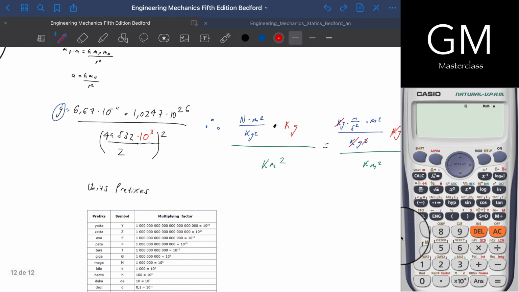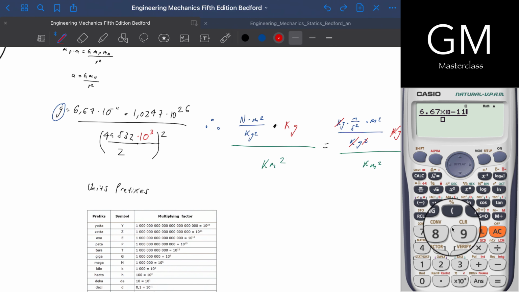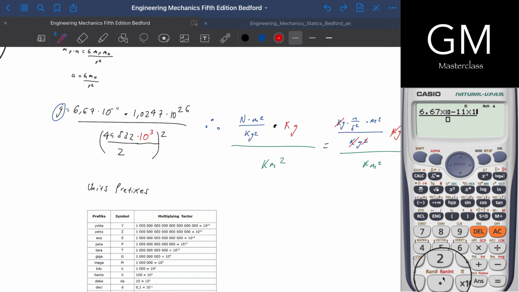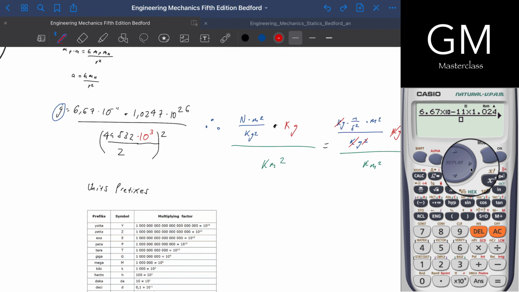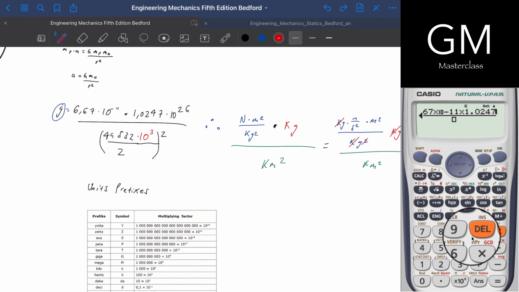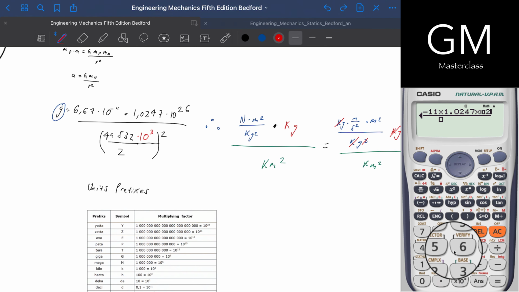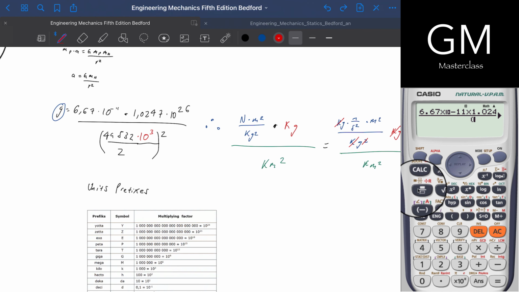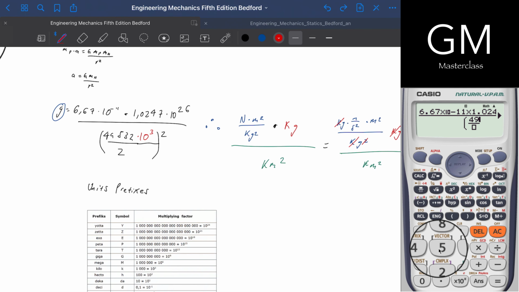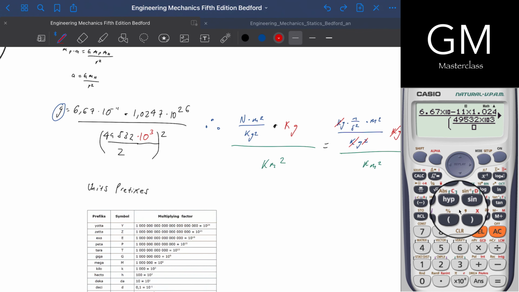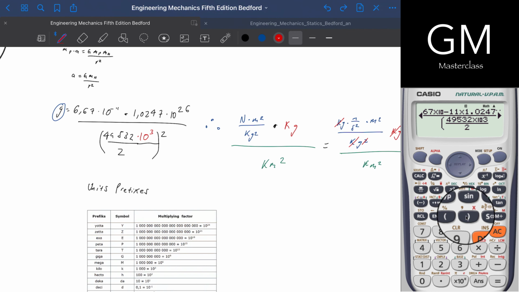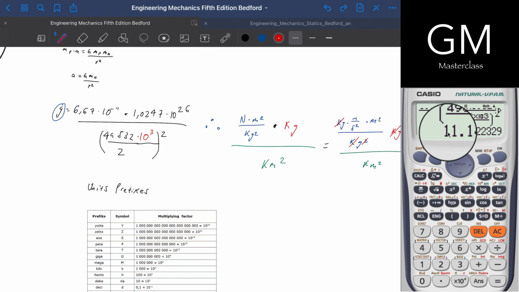Now if I put that on the calculator, I'll have something like this: 6.67 times 10 to the minus 11 times 1.0247, sorry, 1.0247 times 10 to the 26th power divided by 49,532 times 10 to the third power divided by 2, and that is evaluated to the second power.